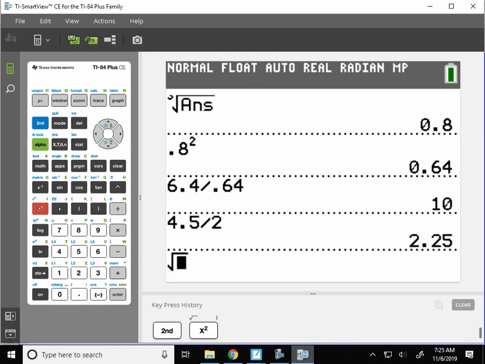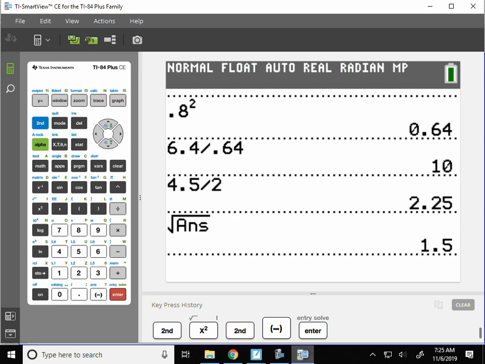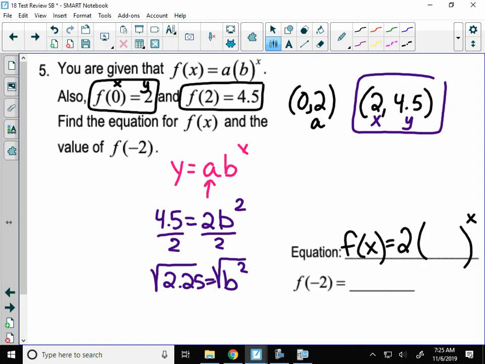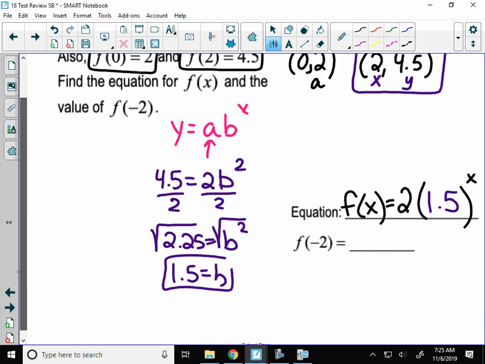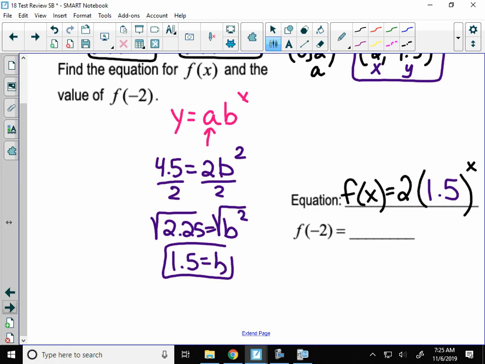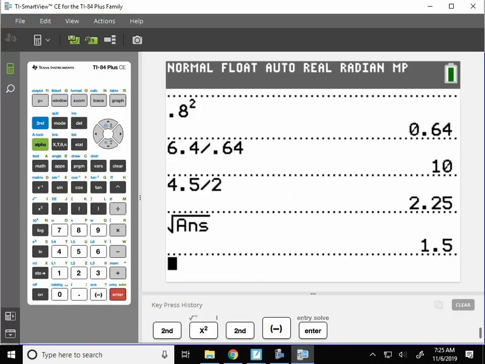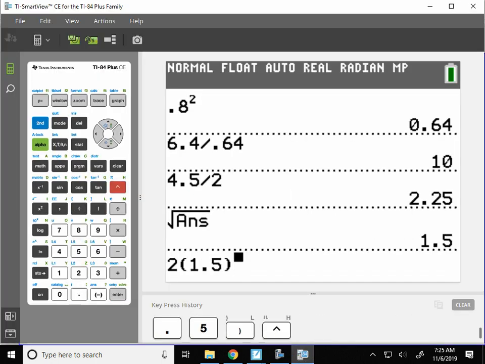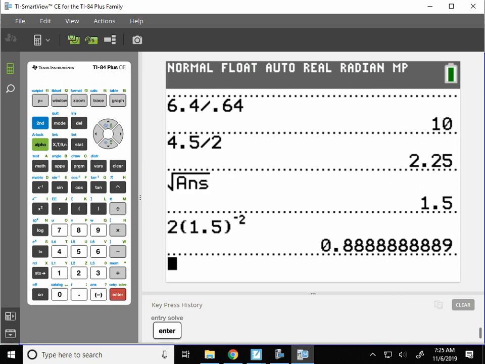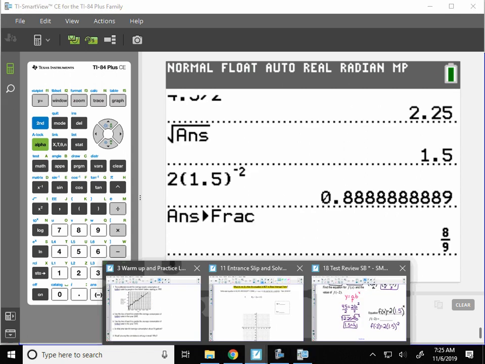Which is 1.5. And then I can write that into my equation as my b. Finally, to find f of negative 2, I'm just going to put negative 2 in for x here. It will be 2 times 1.5 to the negative 2. And type that into your calculator. Now, if you want to turn that into a fraction, math, enter, and you get 8 ninths.